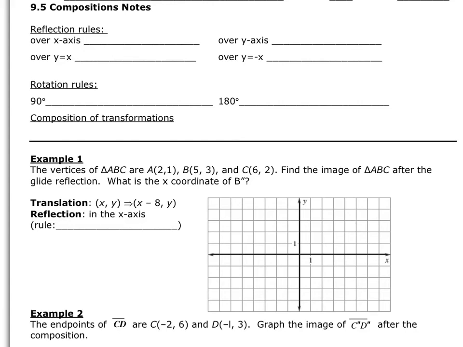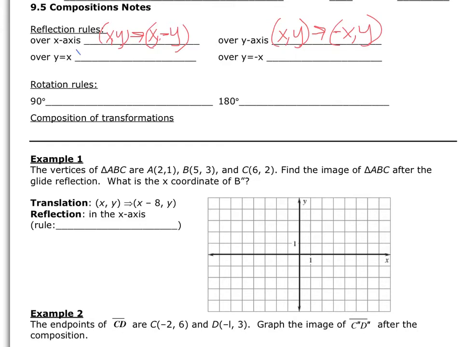All right, so compositions are where we're putting all of these things together. So we're just going to review a little bit to make sure we know the rules. When we reflect over the x-axis, we take our original ordered pair and change it. Remember, over the x-axis, the x stays the same. The y is opposite. If we're going over the y-axis, the x changes, but the y stays the same.